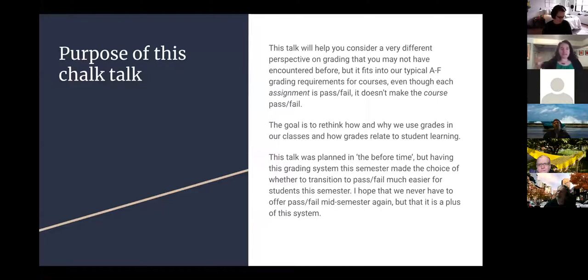Obviously now, pass-fail has been on people's minds because we've switched to pass-fail as an option for students. This is not really related to that. However, it did make the transition to giving students the option of pass-fail later in the semester much easier, because my syllabus from the very beginning specified exactly what you need to do to pass the class, right? I hope that in the future we never transition to pass-fail mid-semester ever again, but that is a plus of the system if that did ever happen again. It is kind of convenient for that.